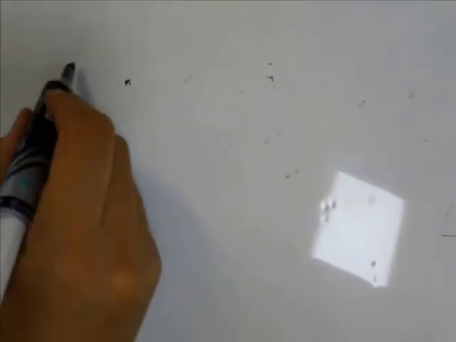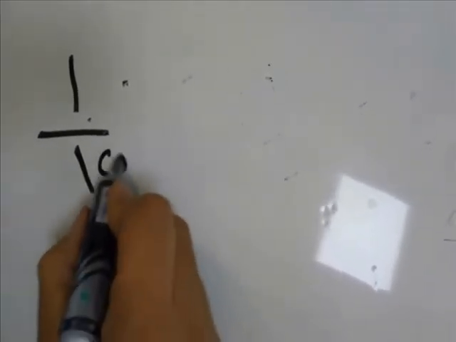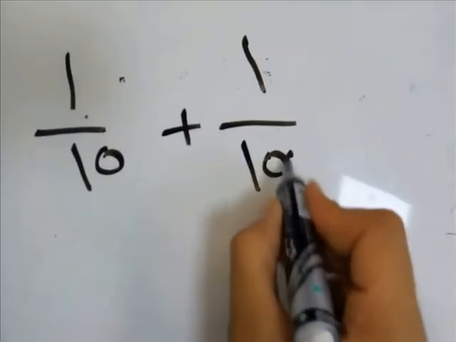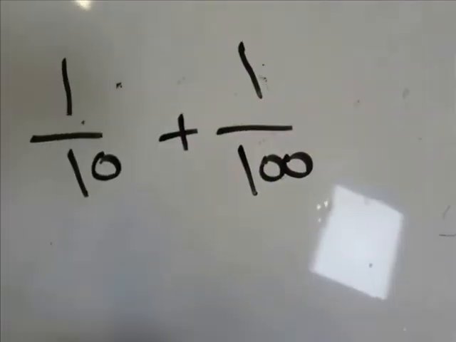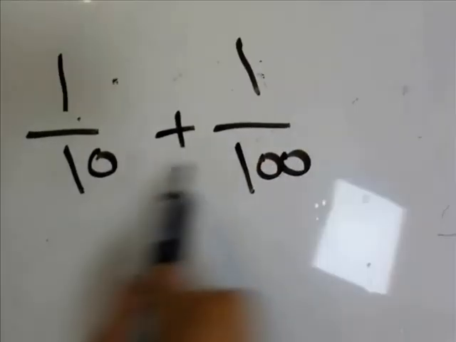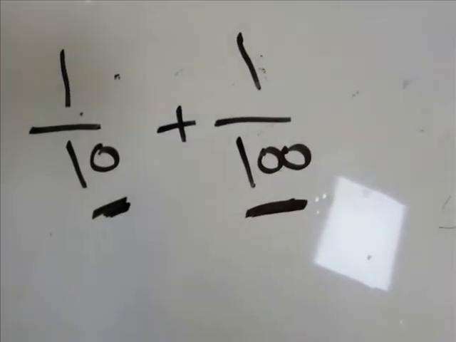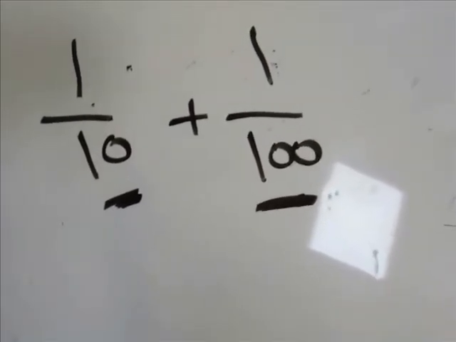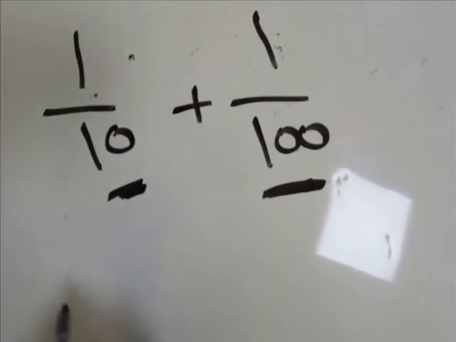What are you going to do if you have 1 over 10 plus 1 over 100? What's the answer to this question? Now we have a problem. They do not have the same denominators. This is 10 and this is 100. So the first thing we have to do is depend on equivalent fractions.